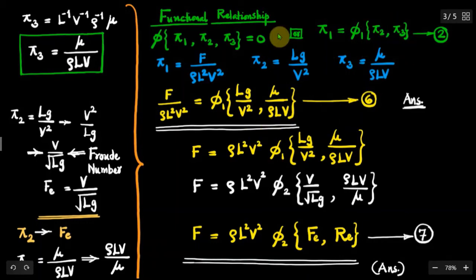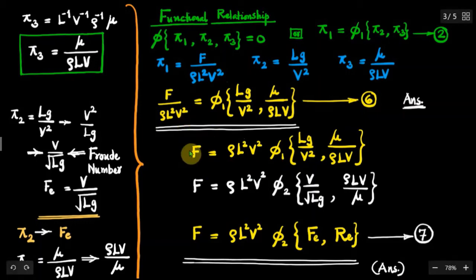If you write the pi terms in this format, that is the first pi term is a function of the second and the third one, then you can write F by rho L square V square is equal to a function phi 1 of Lg by V square and mu divided by rho LV. That is essentially the answer. Now, we can identify the dimensionless parameters involved here, the prominent ones in the flow context.